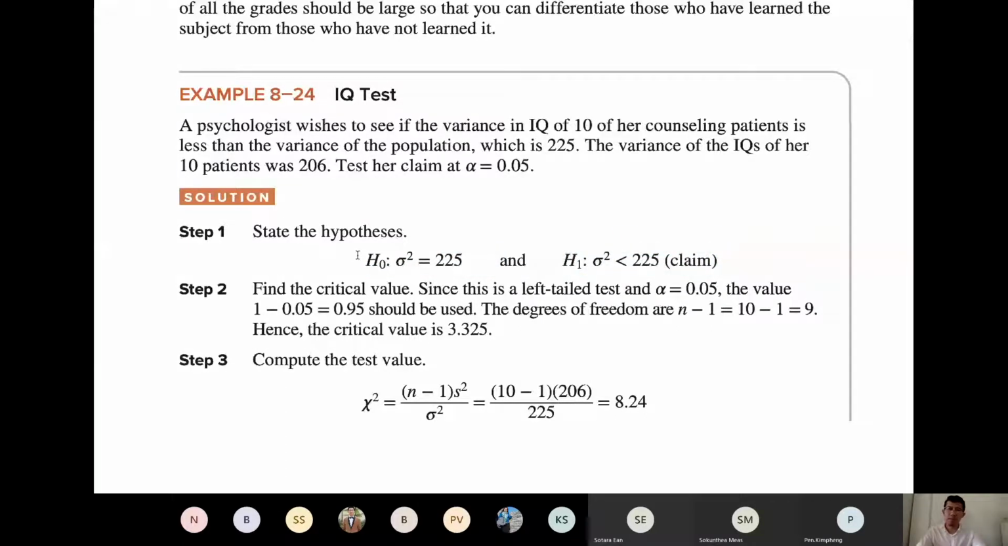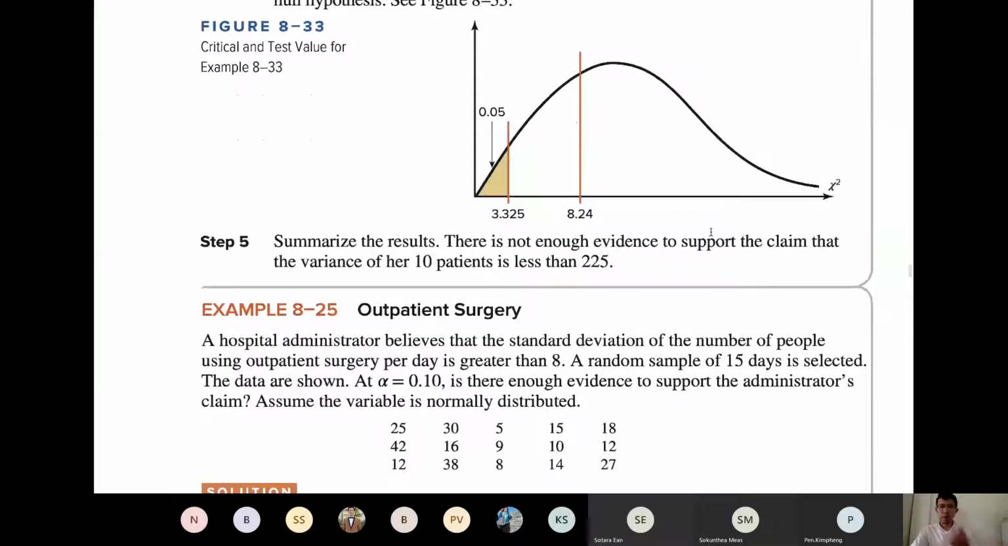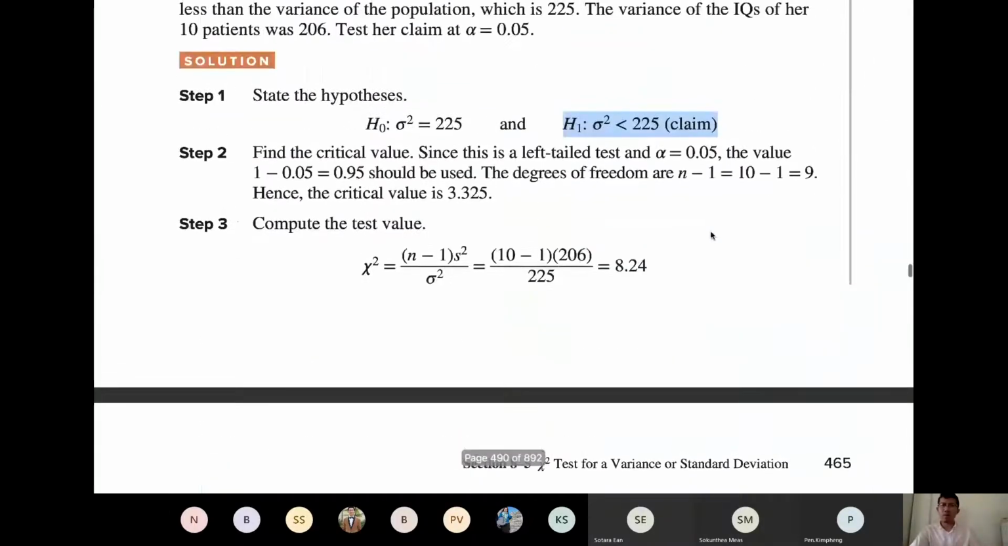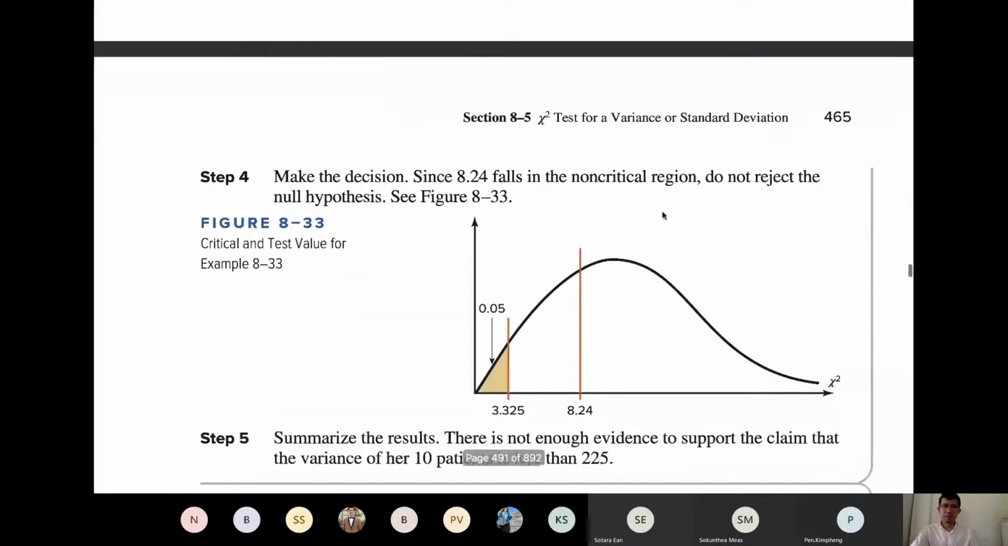Again, we come up with a conclusion of do not reject the null hypothesis. It means that there is not enough evidence to reject this, or there is not enough evidence to support this. So we don't have enough evidence to support the claim. The claim of what? The claim of the alternative hypothesis.